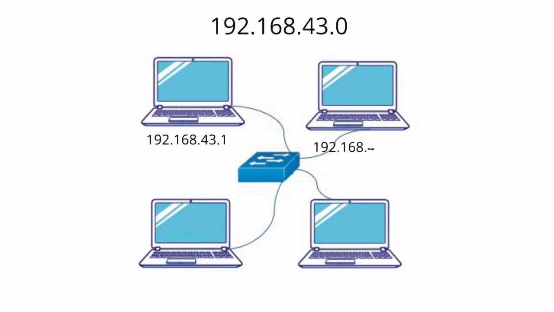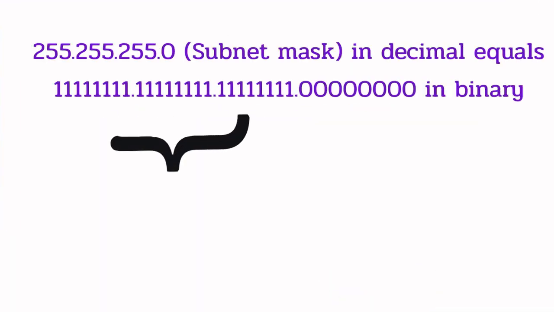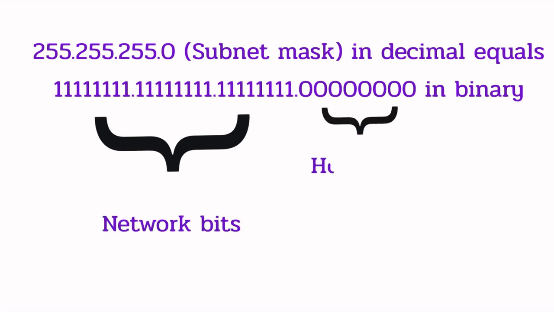Well, that's where the subnet mask comes in. An additional 32-bit number with the same format as our IP address is assigned, and that number is called a subnet mask. The subnet mask is like a filter, telling us which part of the IP address belongs to the network and which part is available for devices on that particular subnet. The ones in the subnet mask represent the network part of the IP address, while the zeros represent the host portion of the IP address.